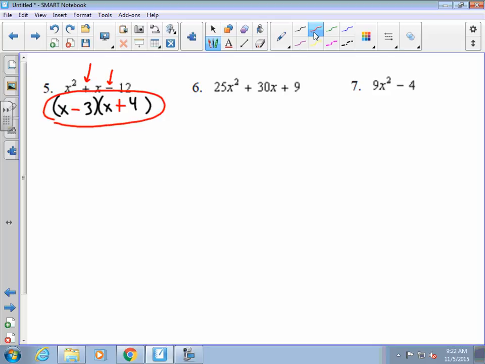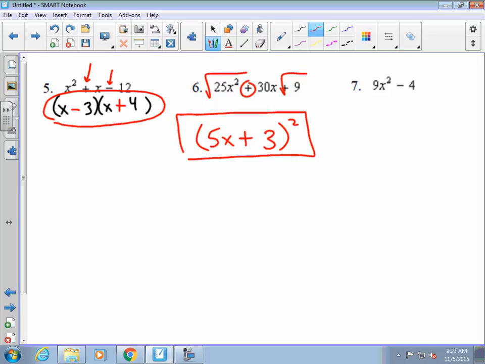Now, number 6 looks more like what we're doing this week. This one is a perfect trinomial. You can take the square root of the first term, which is 5x, and you can take the square root of the last term, which is 3. This is the sign that goes in the middle. So plus 3, then just like what we're doing this week, 5x plus 3, and square it.